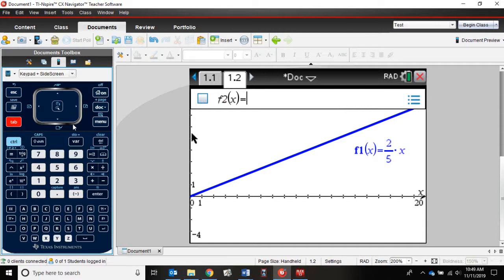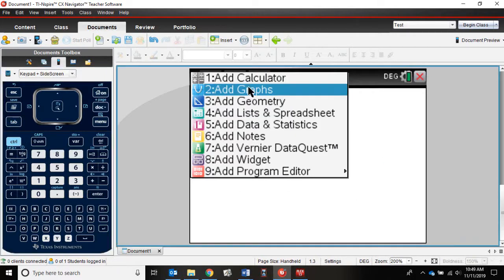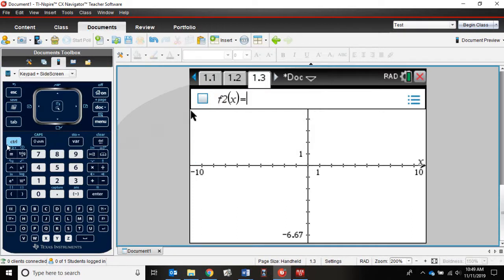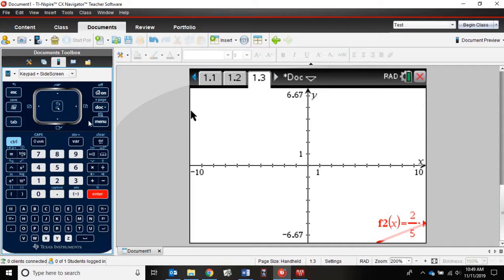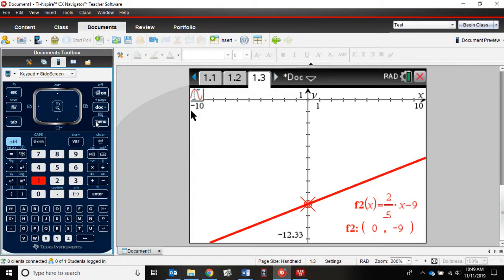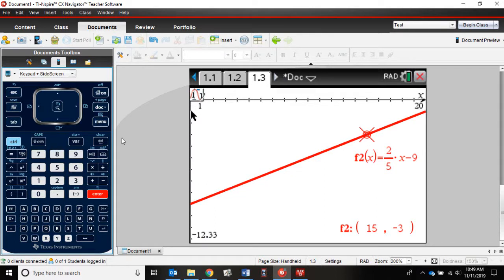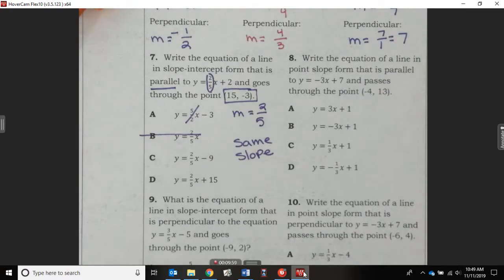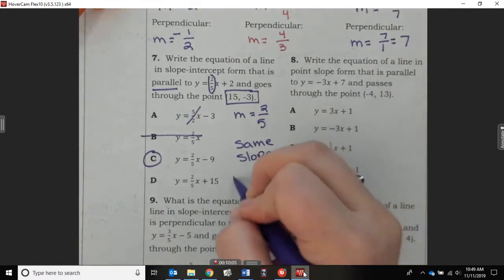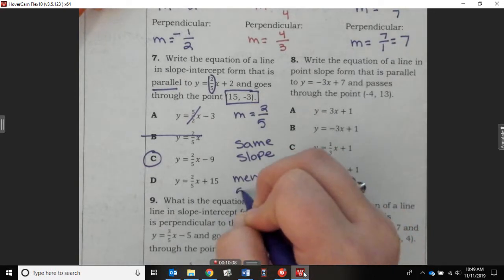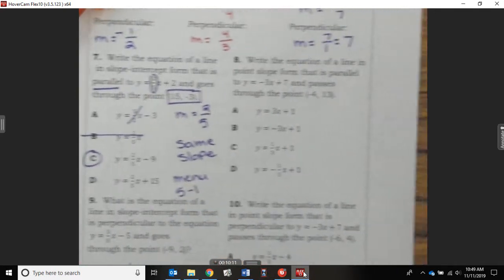C. I need to go to a new graph page and I'm going to be typing in C, which is 2 over 5x minus 9. All right, and again, I'm going to do menu 5-1, and we are checking the point 15, negative 3, and that does match the point that I was asked to find. So my correct answer is C. And remember, menu 5-1 is how we find the point. We check our points.